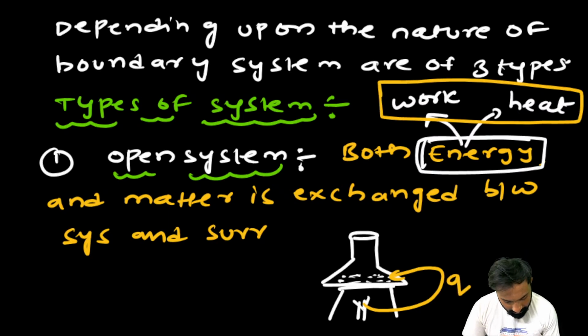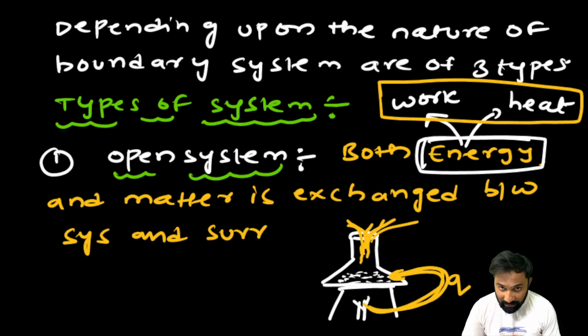Done? Now what will happen? The water in the vessel or in the conical flask will get heat. After getting the heat, it will convert into gas and it will be exchanged to the surrounding. See, energy is exchanging. Matter, that is liquid, is converting into gas, right? So energy is exchanging and matter is exchanging, means both energy as well as matter are exchanging between the system and surrounding. This is known as an open system.